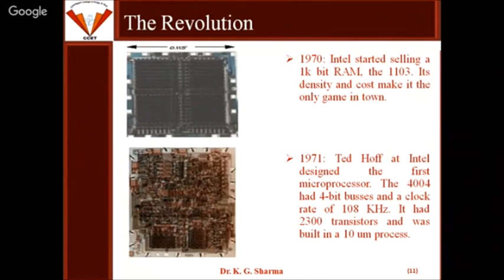In 1971, Ted Hoff at Intel designed the first microprocessor, the 4004, and that had 4-bit buses and a clock rate of 108 kilohertz. It has 2300 transistors and was built in a 10 micrometer process.